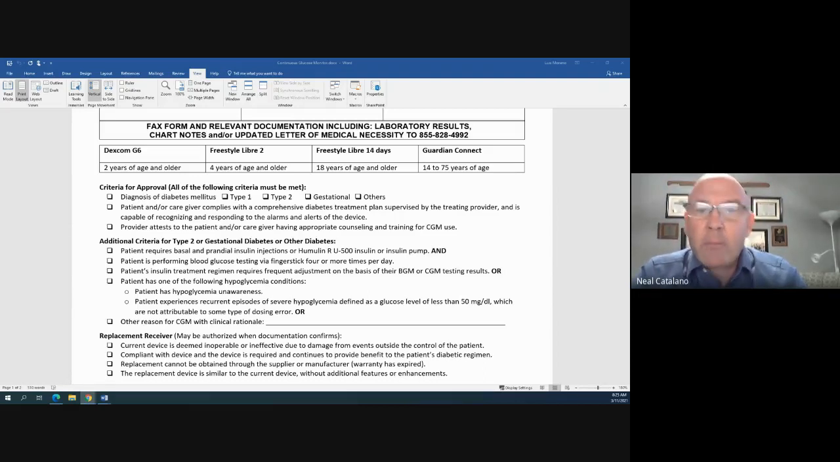I'm hypothesizing here, but in the long run, we're going to see better data, better outcomes, and better long-term outcomes by the use of CGM over test strips.